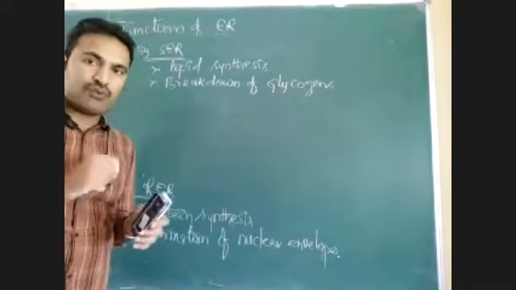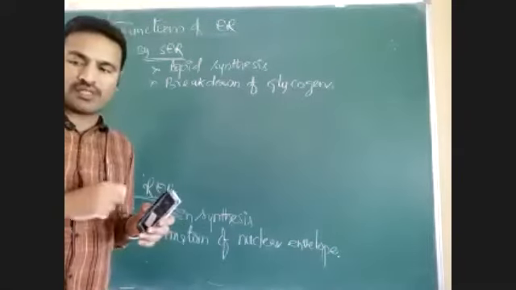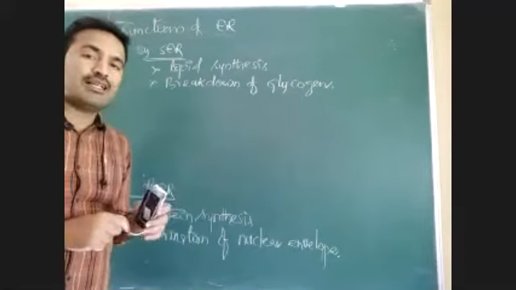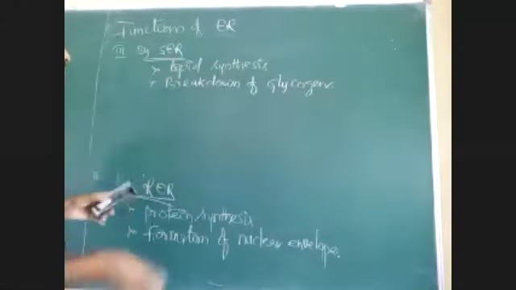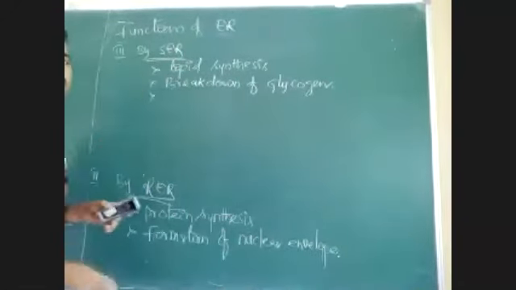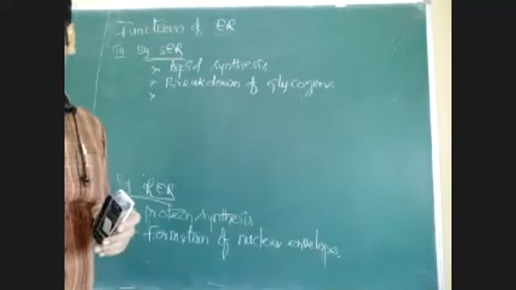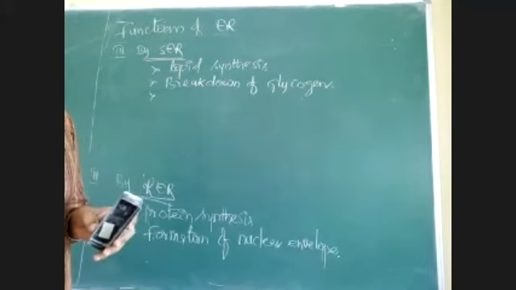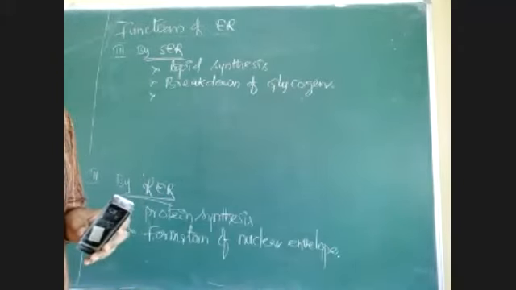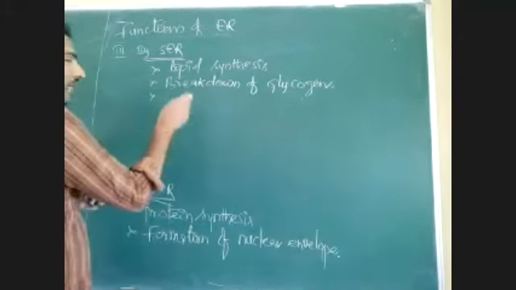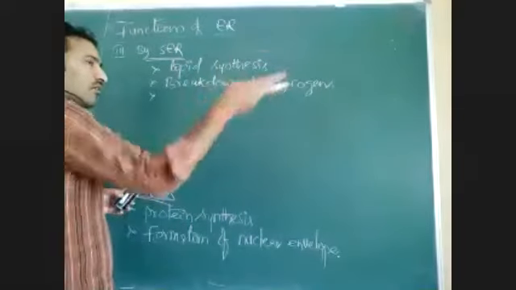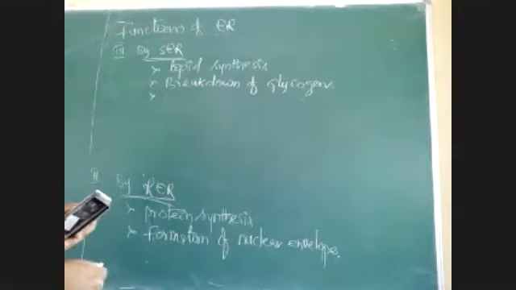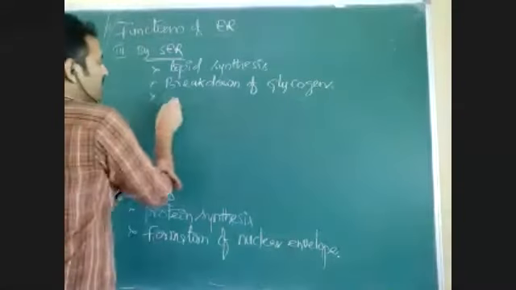Whenever we take more food, the excess glucose present in our body will convert into a storage form called glycogen. That glycogen is broken down by the SER. Smooth endoplasmic reticulum has some enzymes that will break glycogen. Whenever our body glucose is less, that glycogen is broken down and converted into glucose. That is one function.